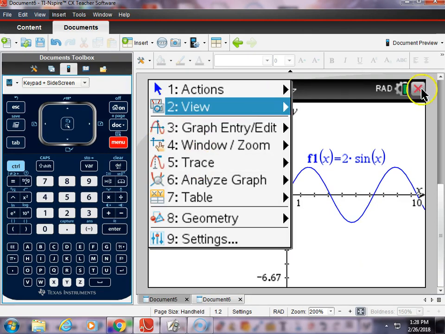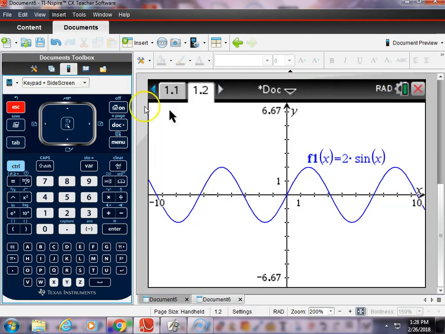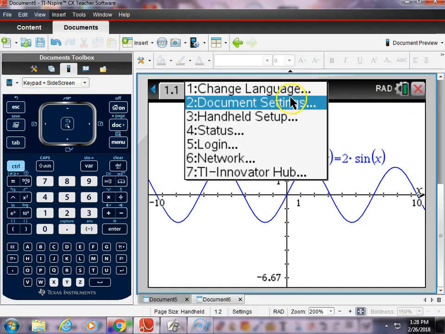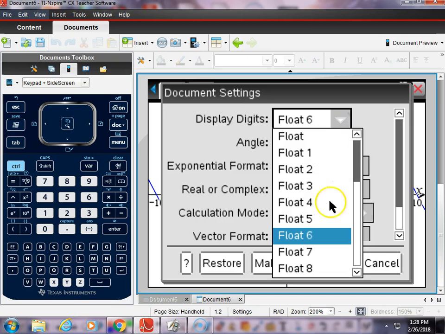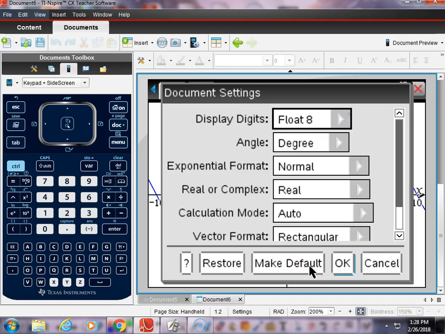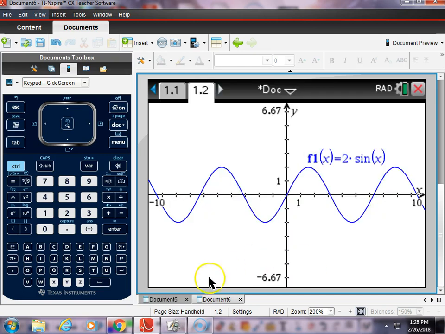Again, a couple more things you could change. You could change some things like the number of digits. So maybe, oh no, it's only showing me 2 digits. Just go here and change the number of digits. You can go up to float 8. Okay, so other than that, that's all you really need to know about the settings for the ACT.